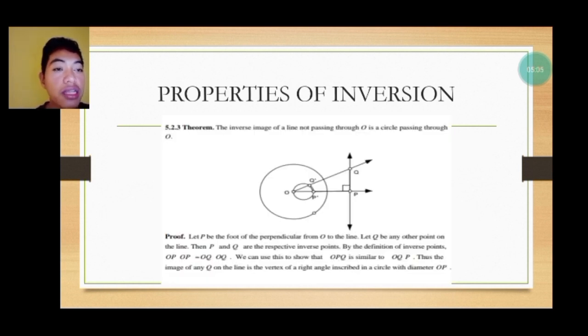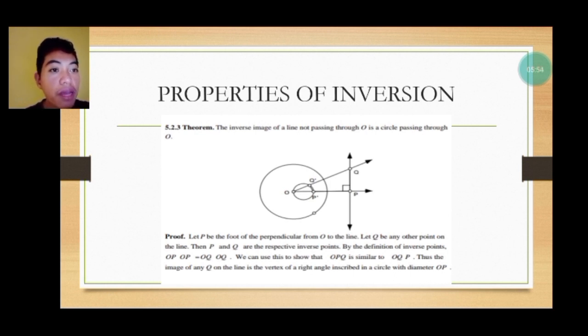In the figure, the inverse image of a line not passing through O is a circle passing through O. Here we have the circle through O, the radius, and the inverse image of a line not passing through O. Let P be the foot of the perpendicular from O to the line, and let Q be any other point on the line. Then P' and Q' are the respective inverse points, as seen in our figure.